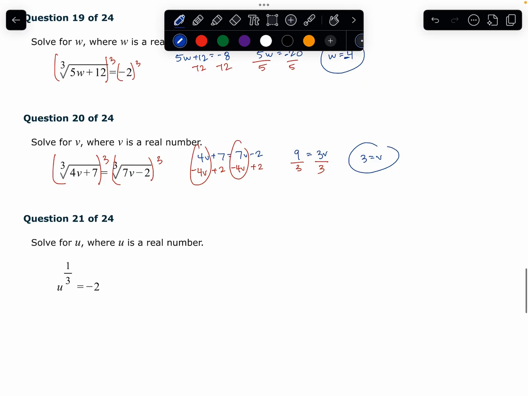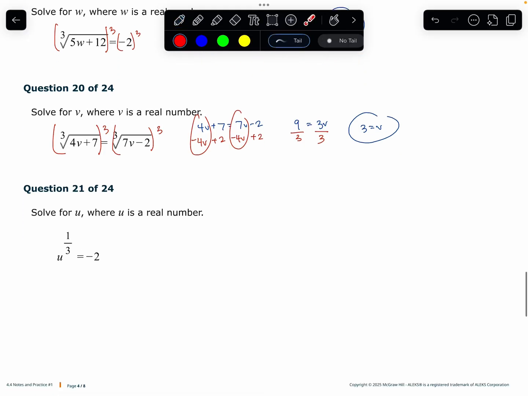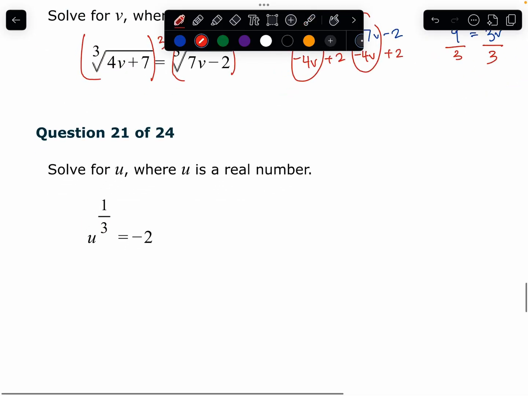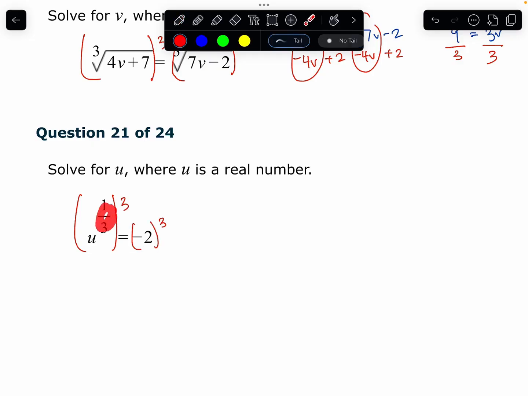All right, for 21, we have equations that have rational exponents. But remember rational, so we have a cube. This is a raised to the 1/3. Being raised to the 1/3 is the same thing as the cube root. They're the same operation. So I can solve this just like I would with radicals. So I can just cube the left side and cube the right side. On the right side, those multiply to become 1. So on the left side, I'm just going to have u. And on the right side, that's going to become negative 8.